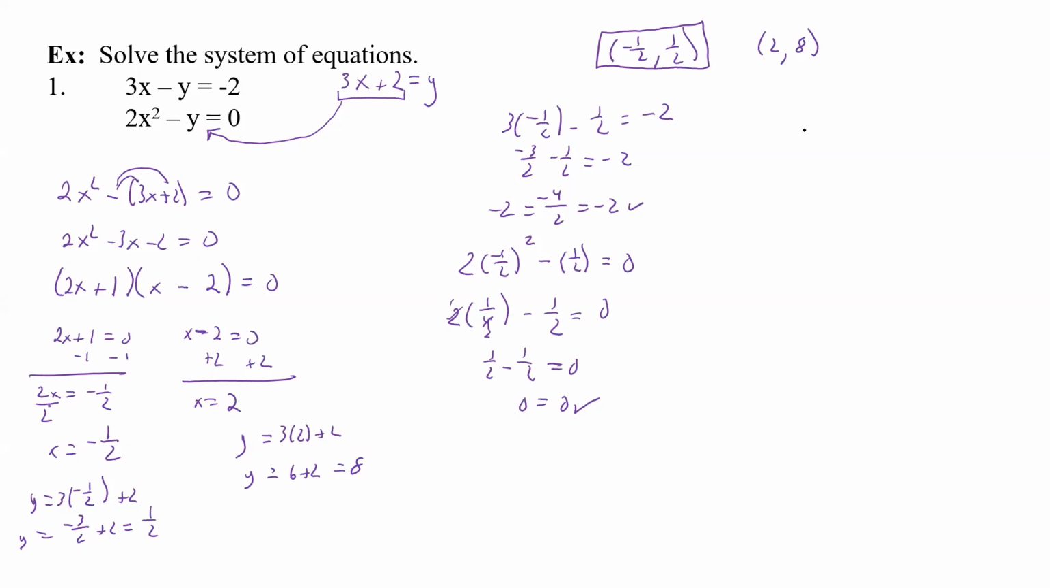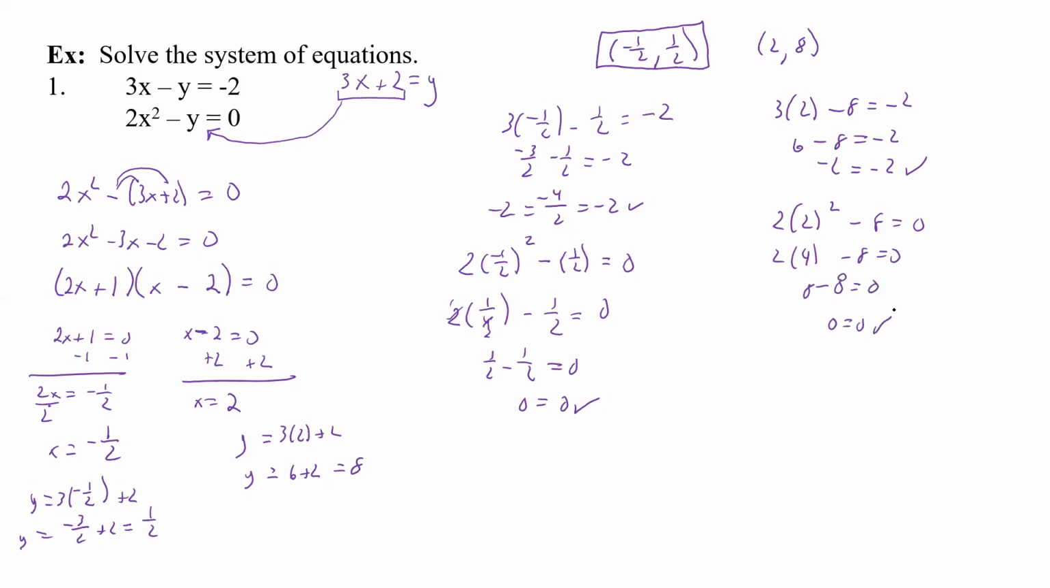Now 2, 8. Well, here we're going to have 3 times 2 minus 8 equals minus 2. So 6 minus 8 equals minus 2. Minus 2 equals minus 2. So that works. And on the second one, 2 times 2 squared minus 8 equals 0. So 2 squared is 4, and I still have that times 2. And so I have 8 minus 8 equals 0, or 0 equals 0. And so that one works as well. So both of these are solutions, and they work in both equations. So that is solving the system of equations.